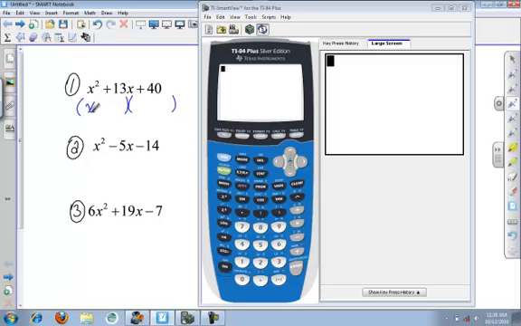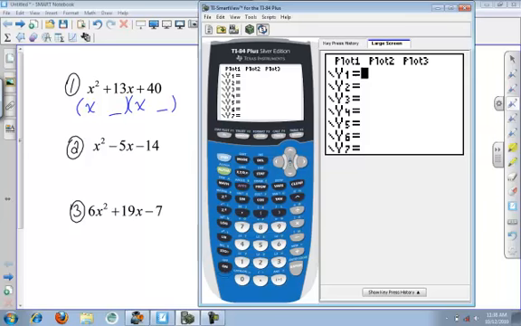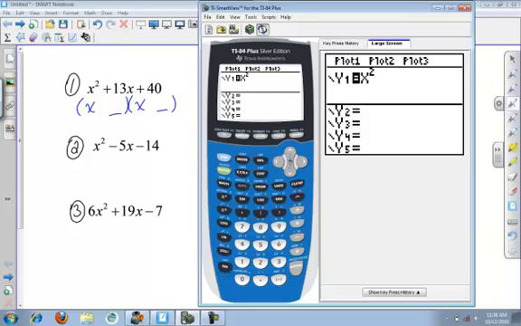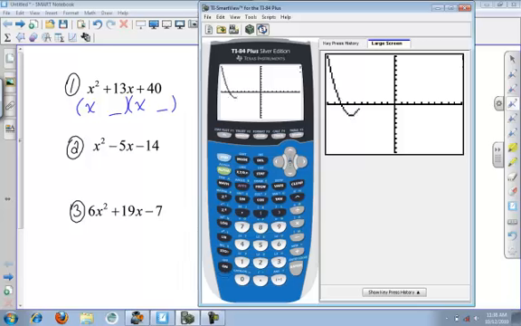We know the first two terms have to be x to multiply together to give you x squared. And then whatever we put in the last two spots has to multiply to be 40 and add to be 13. If you have a hard time with that, the calculator will help simplify things a little bit for you. Go to y equals and graph x squared plus 13x plus 40. We'll start with the standard viewing window.